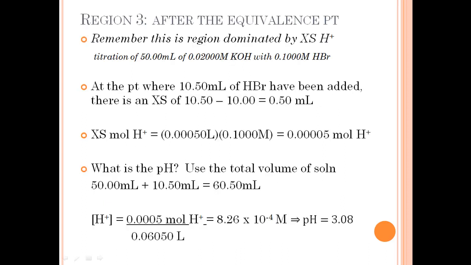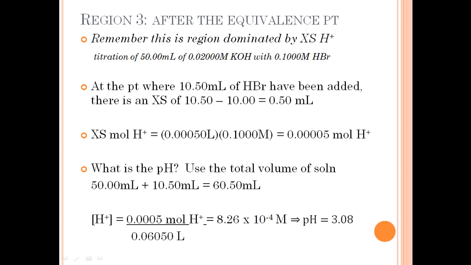What about region 3? Well, region 3 is dominated by excess acid, because you've already eaten up all of the OH in the Erlenmeyer flask. So let's try to figure out at 10.50 mils. Remember that the equivalence point that we calculated was 10 mils. So if we add 10.50 mils of acid, we've already gone over the equivalence point. So let's see what the pH is then. At 10.5 mils of acid, we have added 0.5 mils extra of acid. So let's find out how many moles of acid we have extra.